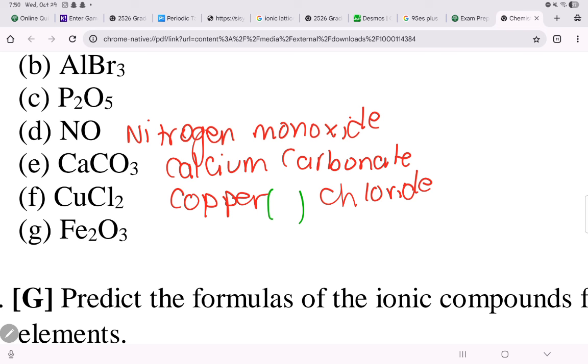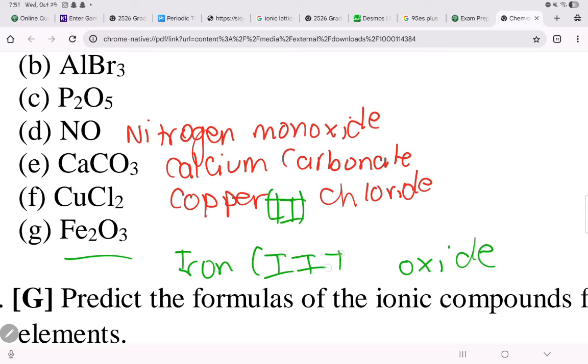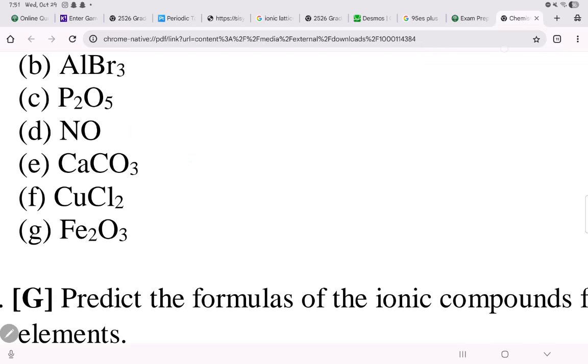Perfect. And now here Fe2O3, this is also ionic. So it's gonna be iron oxide, but we check the oxidation number. It's iron 3+, Fe3+ and O2-. So it's gonna be iron(III) oxide. Okay, so that's it for question 29. We move on to 30. What does it say? It says predict the formula of the ionic compound formed by the following pairs.